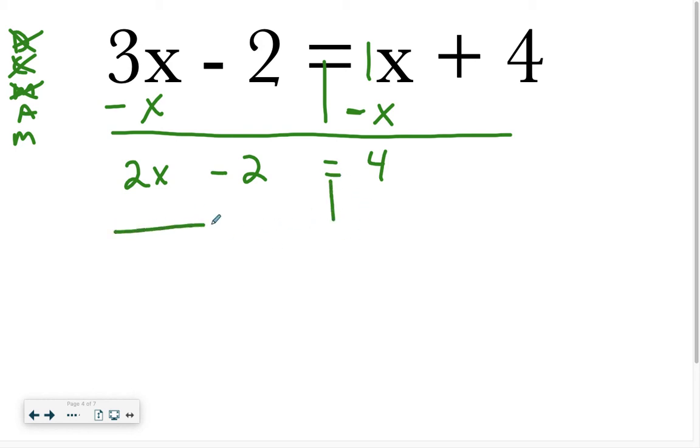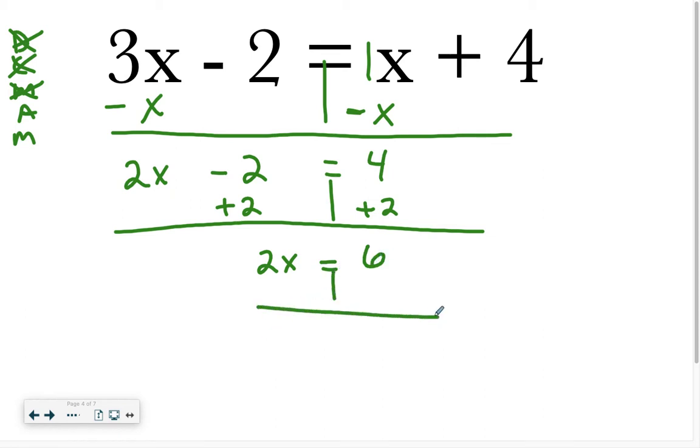So just like the two-step equation that we just worked on, right now I have 2x minus 2 equals 4. I'm trying to get that x alone, so I'm going to move this minus 2 first, right? Because we do the addition and subtraction first when we're solving equations. So instead of minus 2, I'm going to say plus 2, plus 2. I have 2x equals 6.